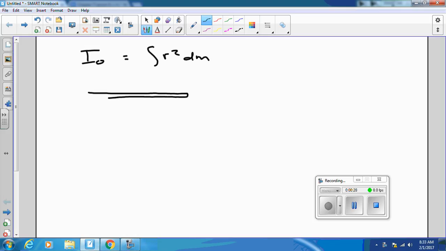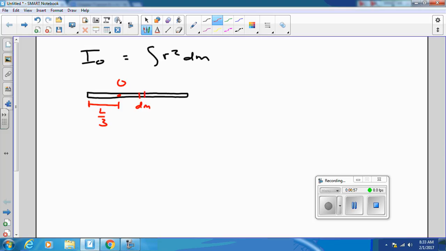Here's a typical kind of problem that we might want to solve. Find the moment of inertia of a long thin rod of length L and mass M about a point that is 1/3 the distance from its end. And so at this point we're kind of pros at this.